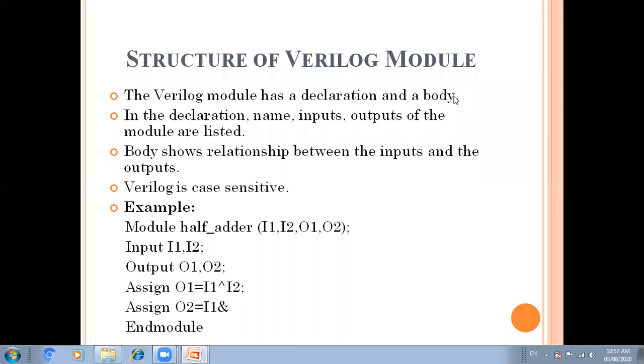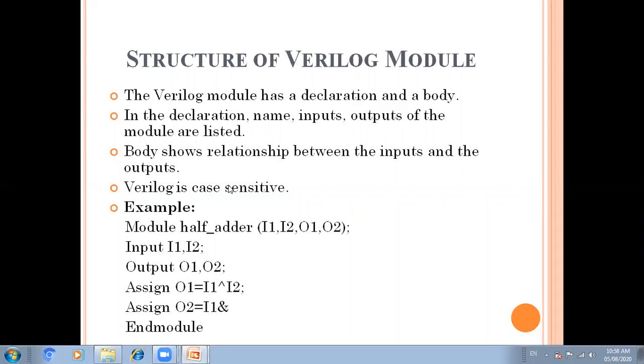And the body shows the relationship between the input and output. What is the relationship between input and output signal, right? It means here we can perform the different operations with the body. So in the declaration, the name, inputs and outputs of the module are listed. The body shows the relationship between the input and the output, that I already explained.